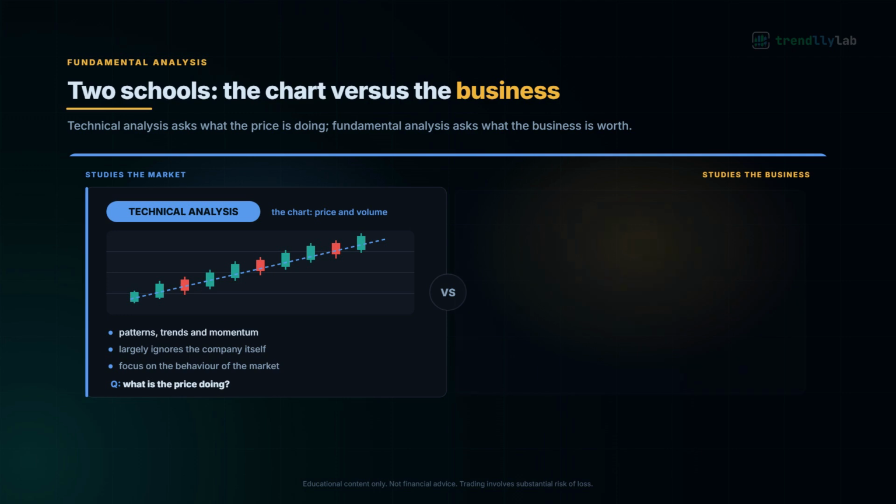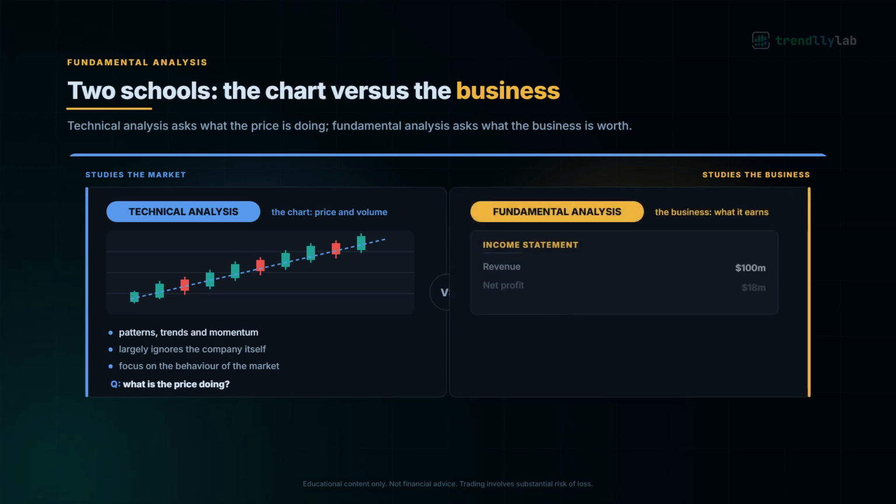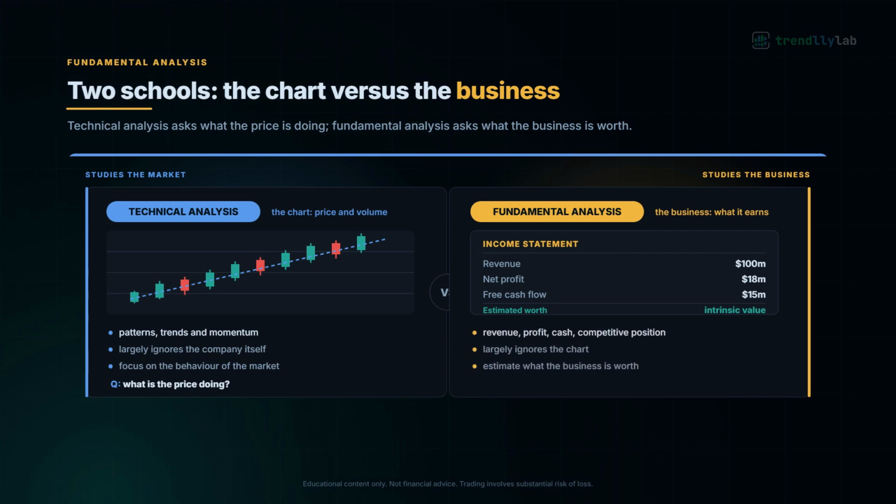Set against it. On the right, fundamental analysis. The business, what it earns. An income statement. Revenue of $100 million, net profit of $18 million, free cash flow of $15 million, from which you estimate what it is worth. It looks at revenue, profit, cash, and competitive position. It largely ignores the chart and estimates what the business is worth. Its question is, what is the business worth?